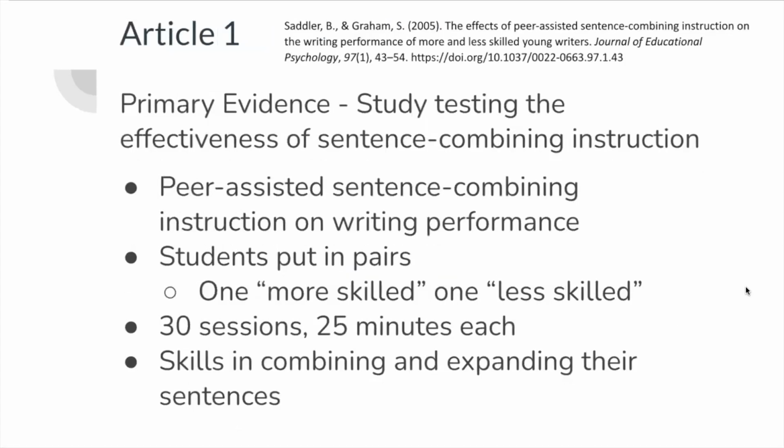So the first article that we're going to look at is a Sadler and Graham article, and this article was primary evidence. This study tested the effectiveness of sentence combining instruction. In this study, there was peer-assisted sentence combining instruction on writing performance, and the students were put in pairs, one student being deemed more skilled in writing and one student being deemed less skilled in writing. There were 30 sessions. The sessions were 25 minutes each, and in these sessions, students were taught how to combine and expand their sentences.